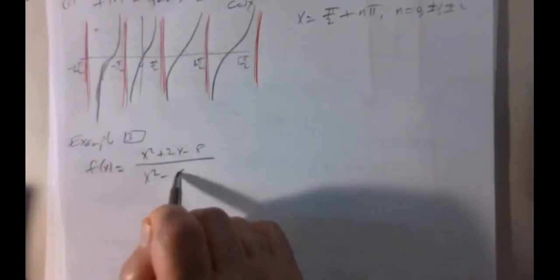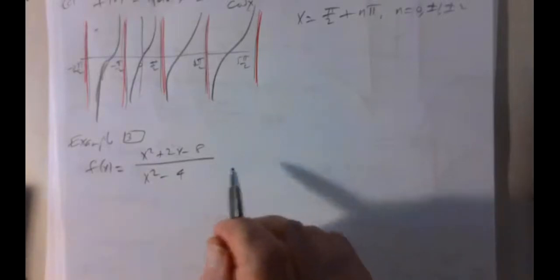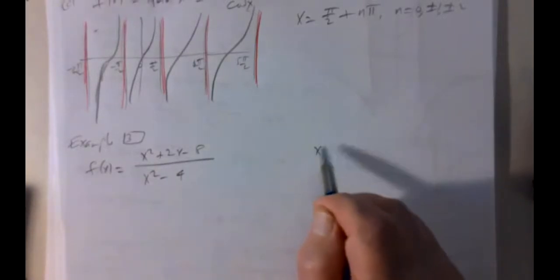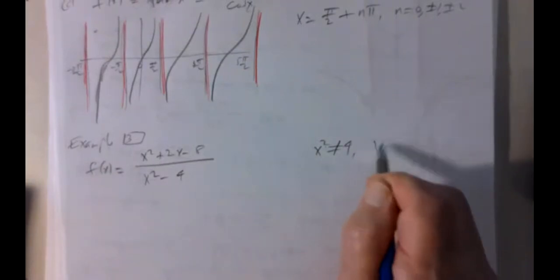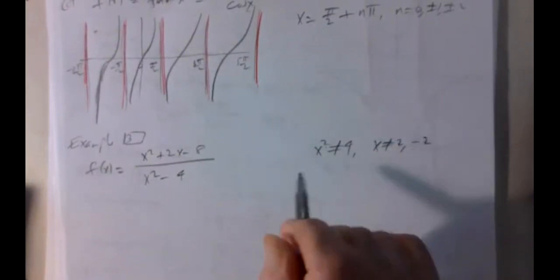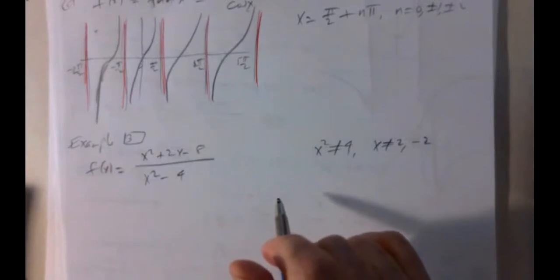Now, suppose we have f of x equals x squared plus 2x minus 8 over x squared minus 4. Where are the vertical asymptotes? Well, this is only defined for x squared not equal to 4. Of course, you can't have the denominator 0, which is the same as x is not equal to 2 or negative 2. So you might think, well, there are vertical asymptotes at 2 and negative 2.